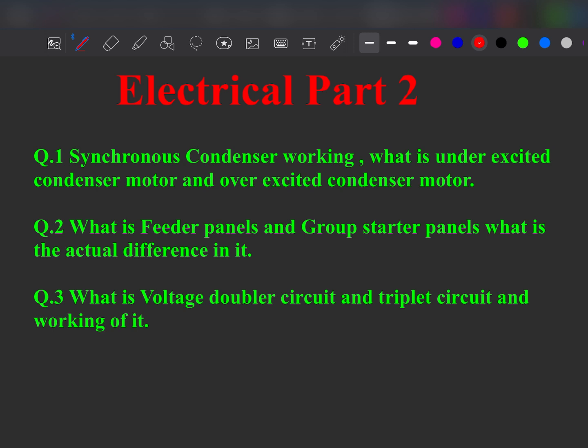Stay tuned in our video, and after that I will go for what is the feeder panel, group starter panel, and what is the actual difference between the feeder panel and the group starter panel. In our vessels also there are so many feeder panels, one feeder panel, two group starter panel. And after that I will go for what is voltage doubler circuit, tripler circuit, and working of it. So stay tuned in our video. So let's start the video.